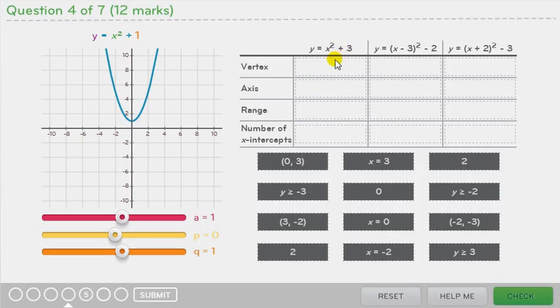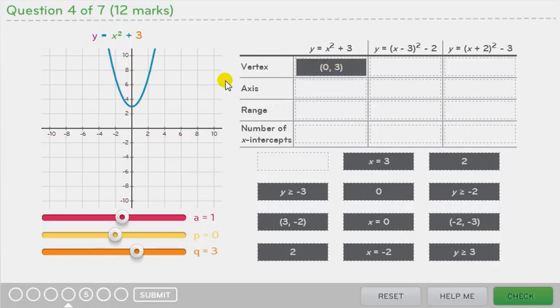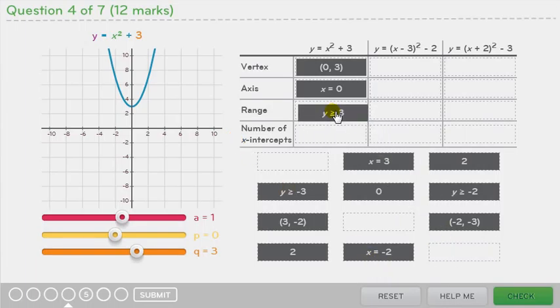Y equals x squared plus 3 has a p-value of 0 and a q-value of positive 3. Therefore, the vertex is at (0, 3). The axis of symmetry is at x equals 0. The range is that y must be greater than or equal to that lowest point, so y must be greater than or equal to positive 3. And we can see that it never crosses the x-axis. Therefore, there are 0 x-intercepts.